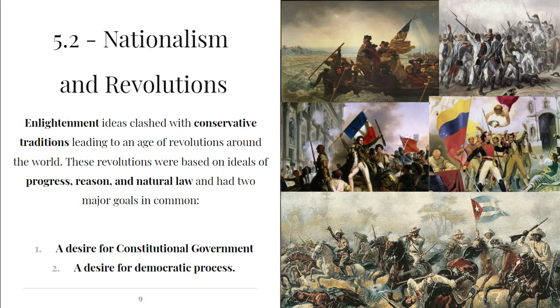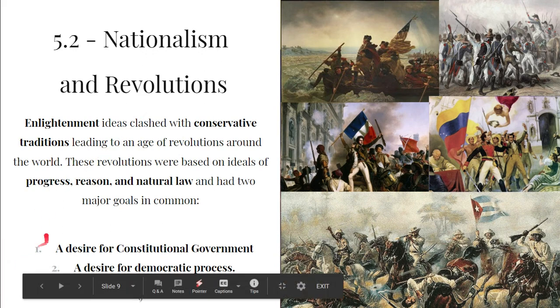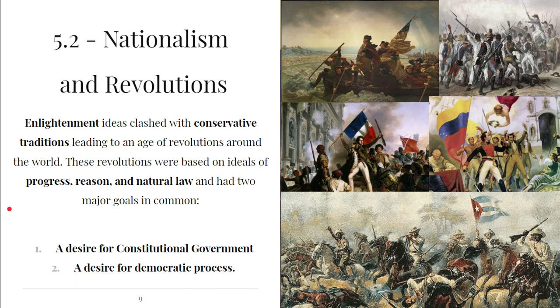The Enlightenment ideas that we discussed in Unit 5.1 are going to come into conflict with the traditional conservative ideas that were prevalent around the world in the mid to late 1700s. And this clash of ideas will lead to physical conflict as well and an age of revolutions. These revolutions are based on the Enlightenment ideas: progress, reason, and natural law, which we discussed in Unit 5.1.